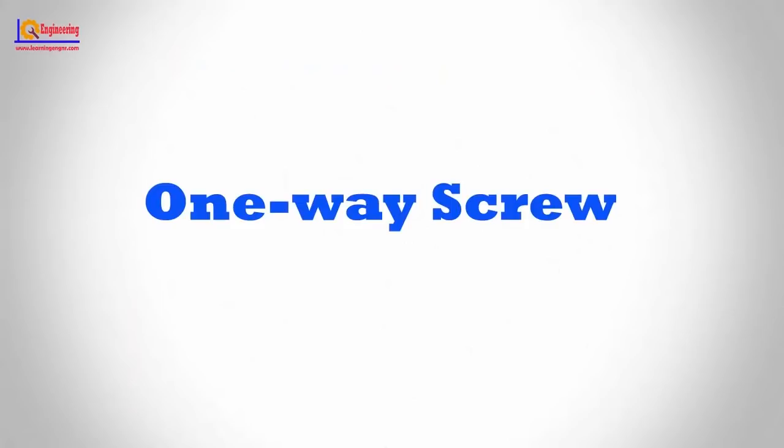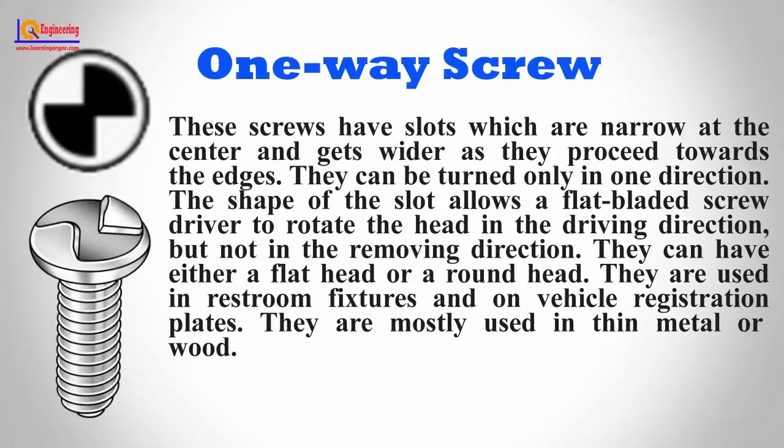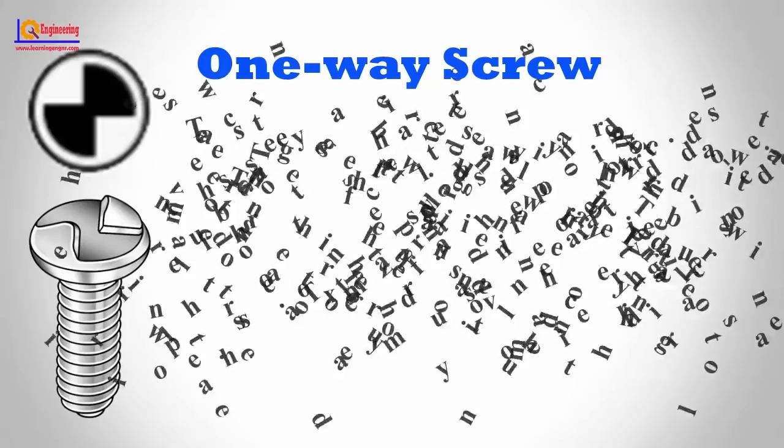One-way screw. These screws have slots which are narrow at the center and get wider as they proceed towards the edge. They can be turned only in one direction. The shape of the slot allows a flat-bladed screwdriver to rotate the head in the driving direction, but not in the removing direction. They can have either a flat head or a round head. They are used in restroom fixtures and on vehicle registration plates. They are mostly used in thin metal or wood.